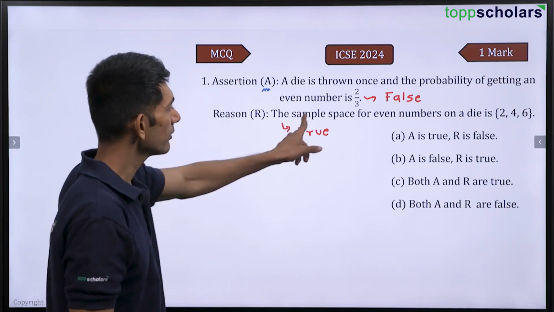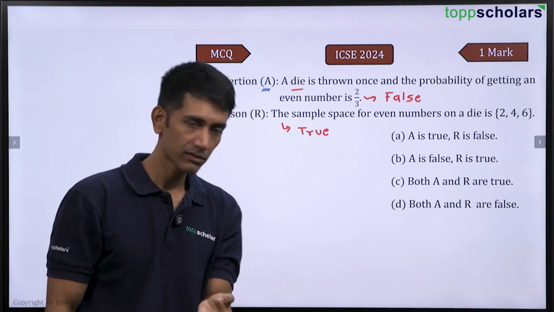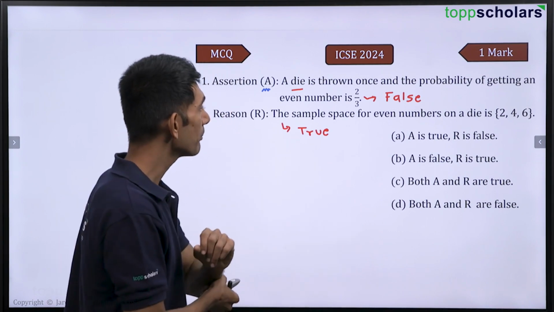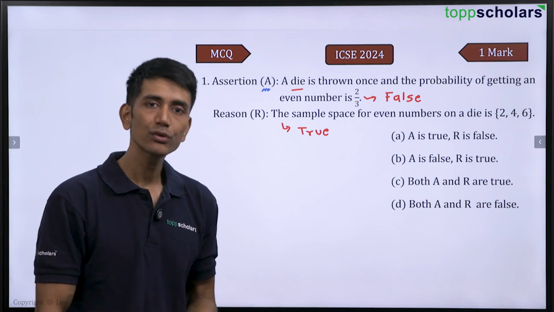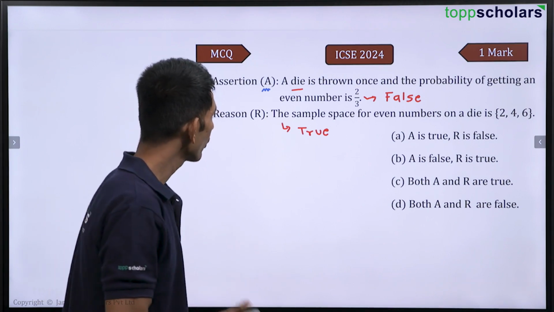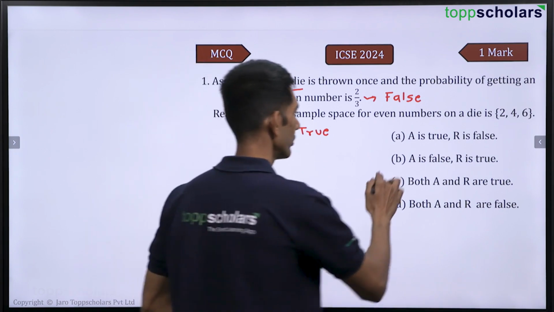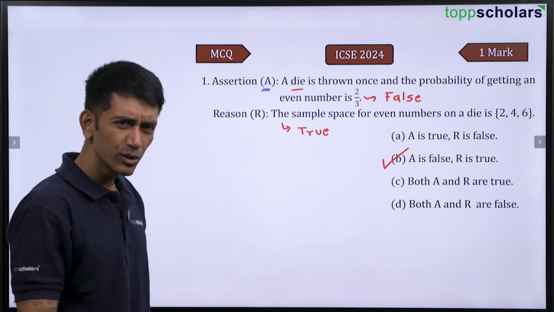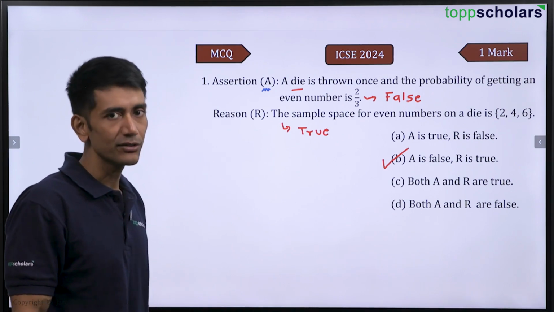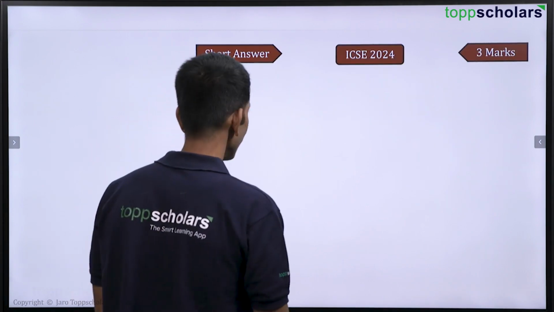See, if this is the sample space for throwing a die, that is 1, 2, 3, 4, 5, 6. But they are already saying sample space for even numbers on a die. That is 2, 4, 6 only. Correct? So what can we say? We can say that the assertion is false and the reason is true. This is the right option. Easy. You just had to identify. Basically, this is as good as your true or false. Okay. Let's have a look at a new question now.